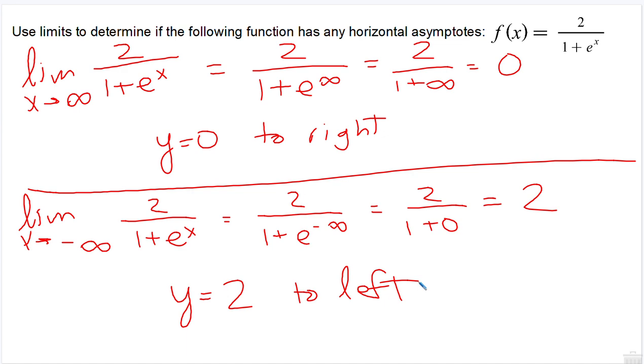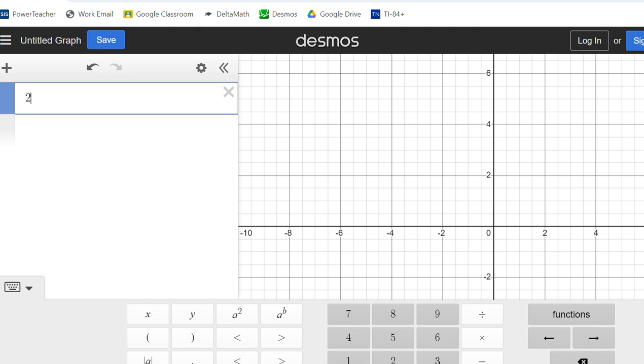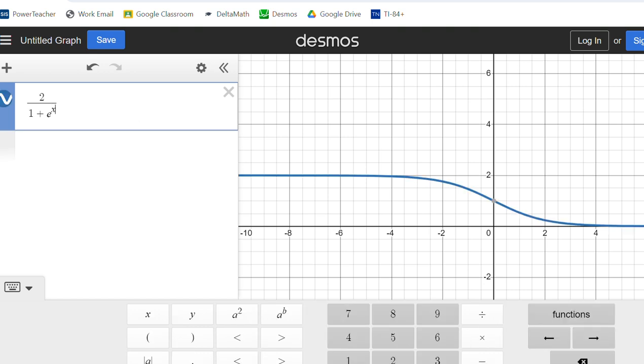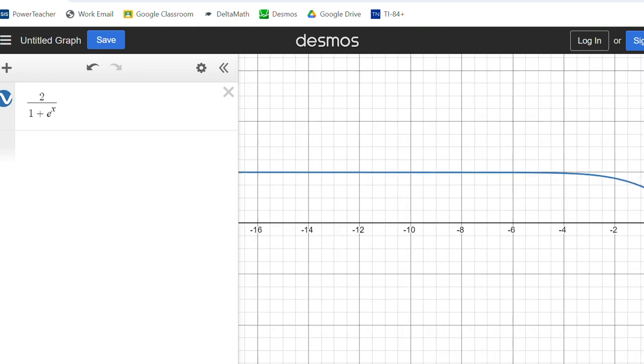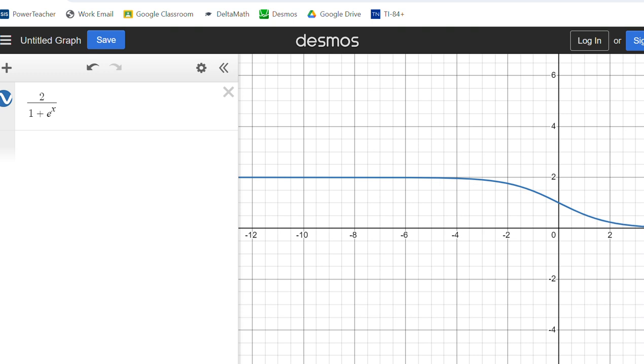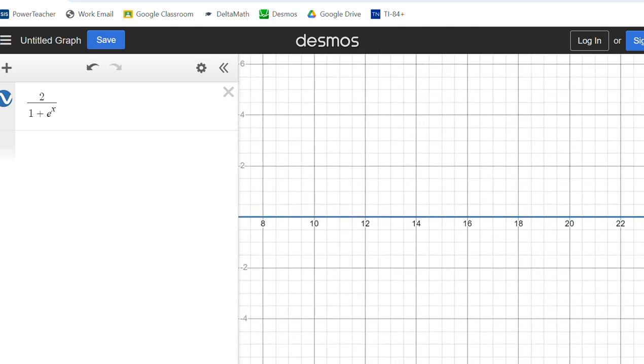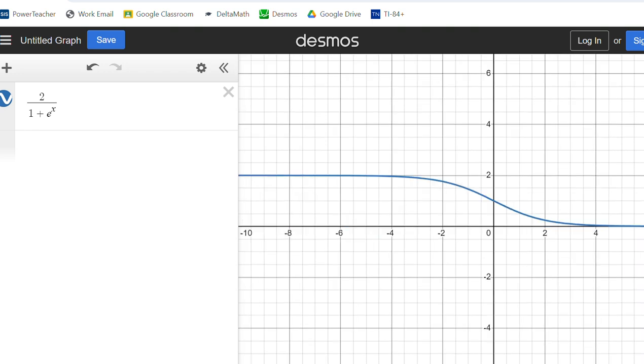And if we were to go back real quick to Desmos and look at the function 2 over 1 plus e to the power of x, we can see that as we go towards the left, clearly approaching 2. And as we go to the right, clearly going right along the x-axis there, approaching 0. This is the function 2 over 1 plus e to the x.